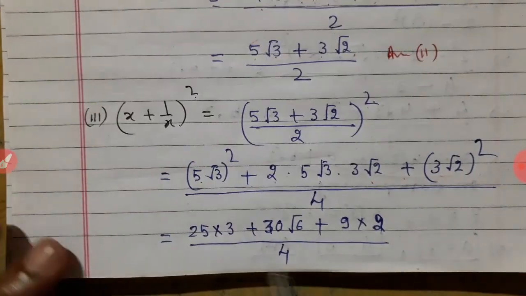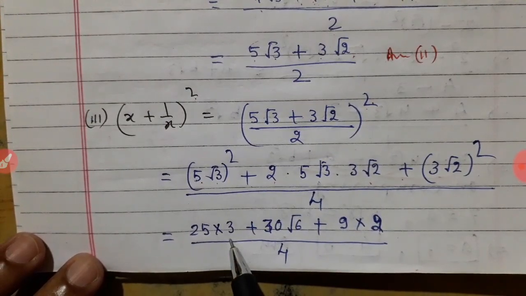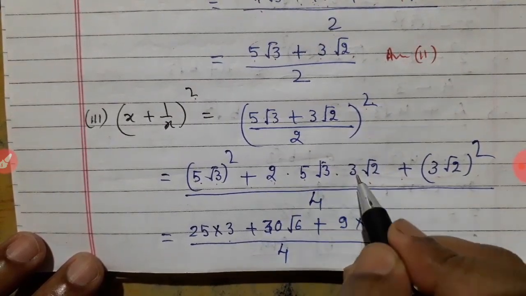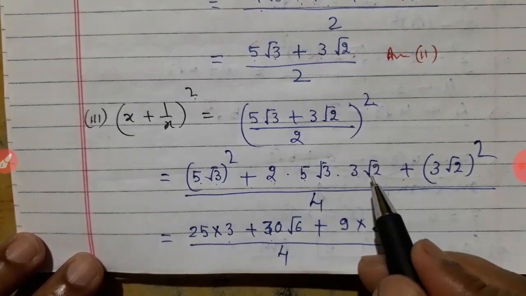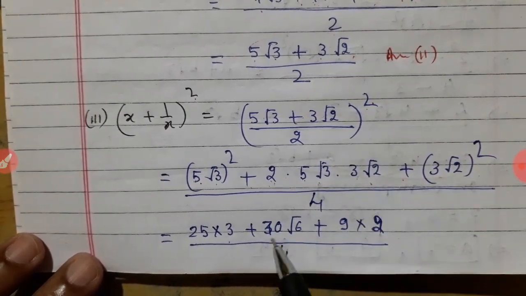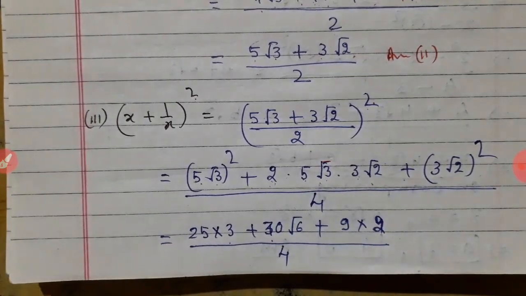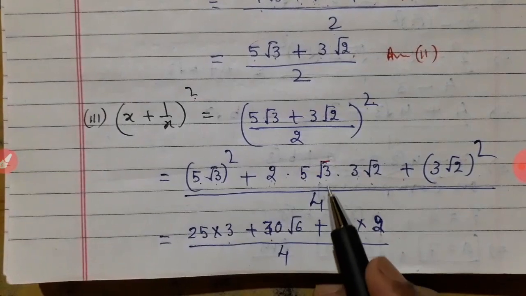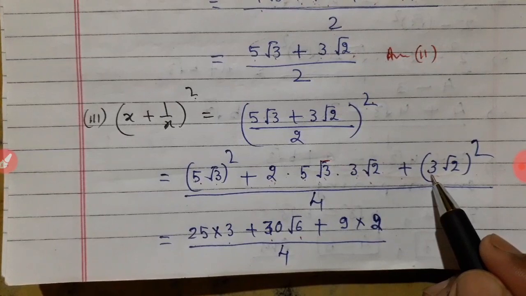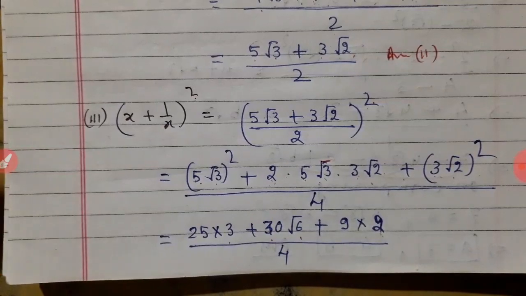Then you simplify. 5 5 is 25 and root 3 into root 3 will become 3. Then 2 5 is 10 and 10 3 is 30. We are multiplying rational with rational. And root 3 and root 2 are irrational parts, and at the same time their order is same, so we can multiply them. Root 3 into root 2 will become root 6. When you square 3, 3 3 is 9, and when you square root 2 you will get only 2. So we have got the values.